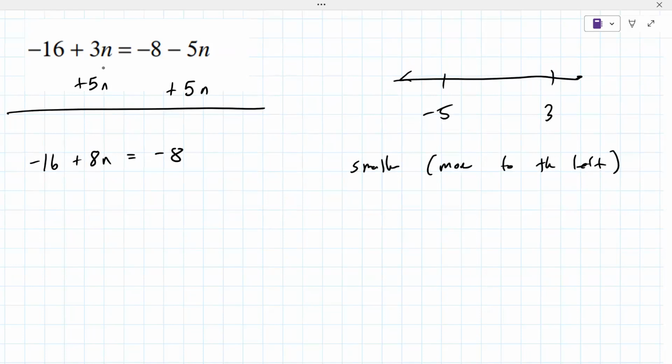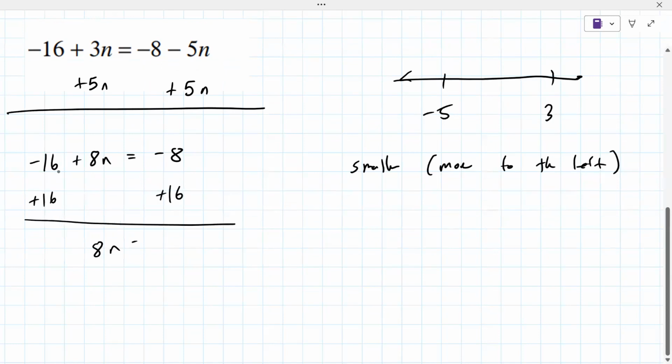Okay. Now this is just your run-of-the-mill two-step equation. You look at the side with the variable, -16 plus 8n equals -8. How do you undo -16? Add 16. Add 16. Yeah. This becomes 8n equals 8. How do you undo multiplication by 8? Divide by 8. So you get practice with the two-step equations that we've been working on this whole time.